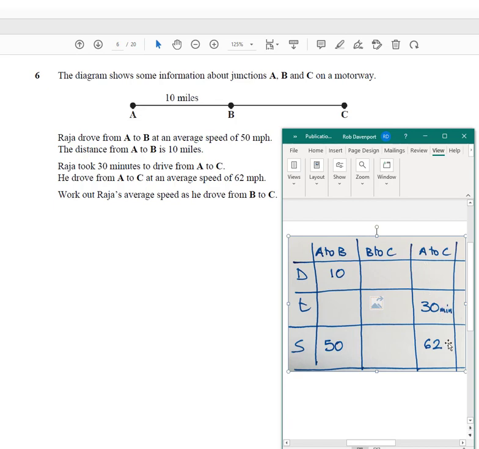So I've already picked up some marks. But now I've got the distance from B to C, and I've got the time from B to C. Can I use that to work out what the speed would be in miles per hour? Have a go.